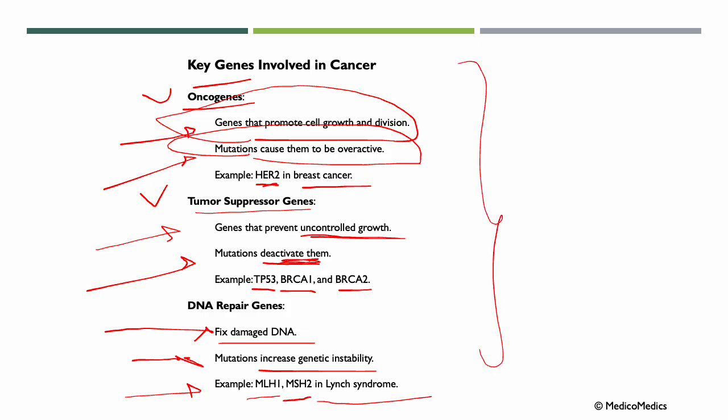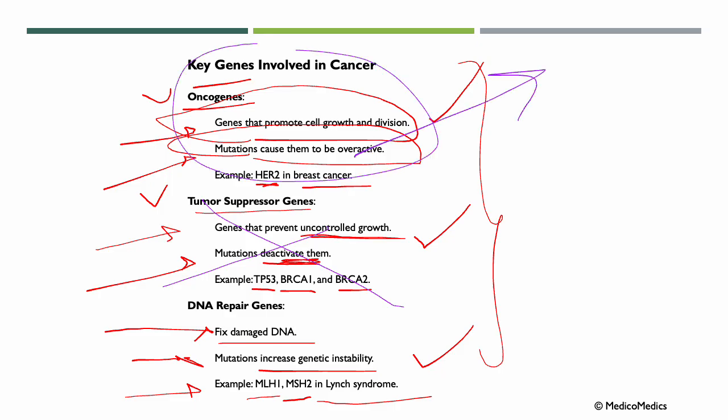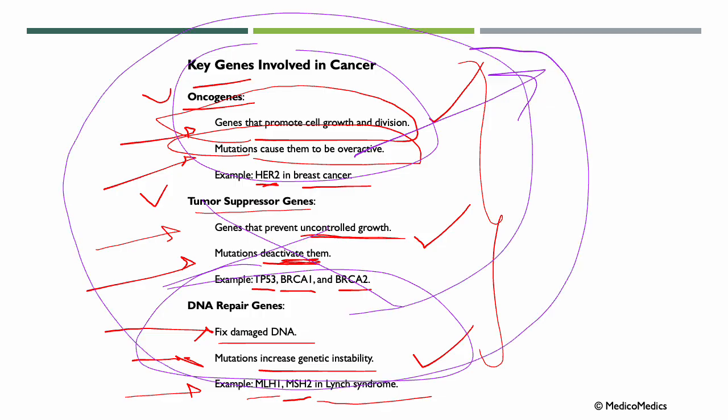So all in all, some genes act like gas pedals in a car, like oncogenes. You have tumor suppressor genes that act like car brakes, and you have repair tools. So cancer typically happens when these different systems fail. Either one fails here and this one becomes overactive, or this one doesn't work and the reparation doesn't work, etc. So it's a combination of these key factors.